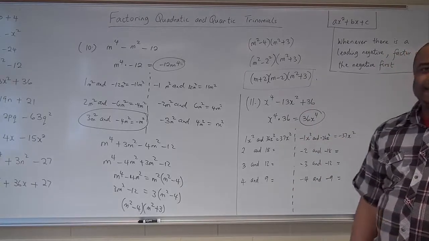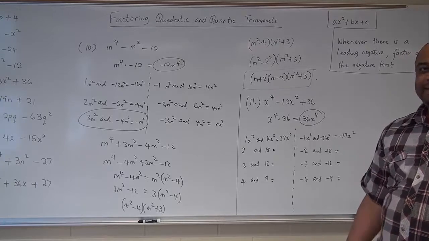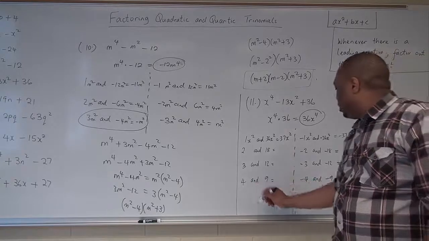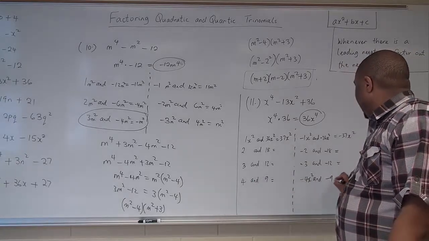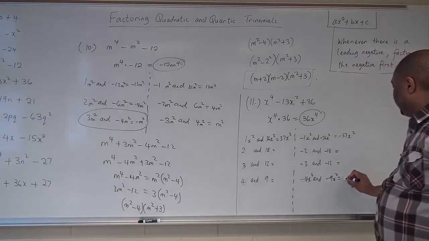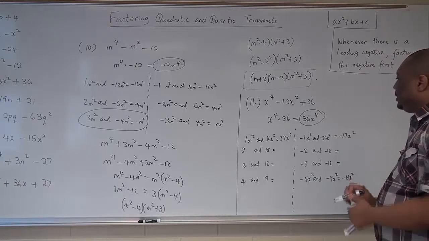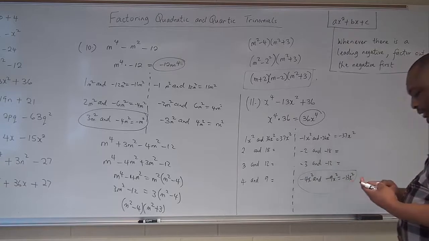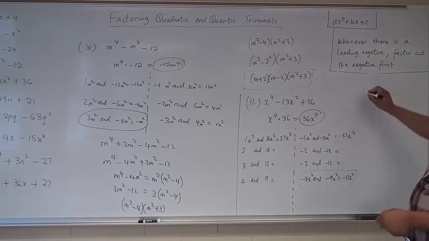We also have 6 and 6, and then negative 6 and negative 6. That wouldn't work either. So we just stop on what will work: negative 4x squared and negative 9x squared to give us negative 13x squared. This is what will work here. We use it. So let's finish this up.